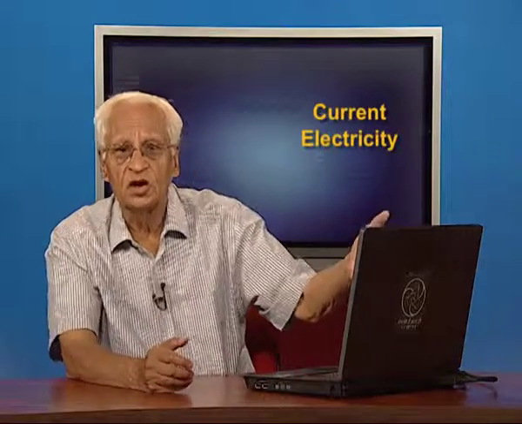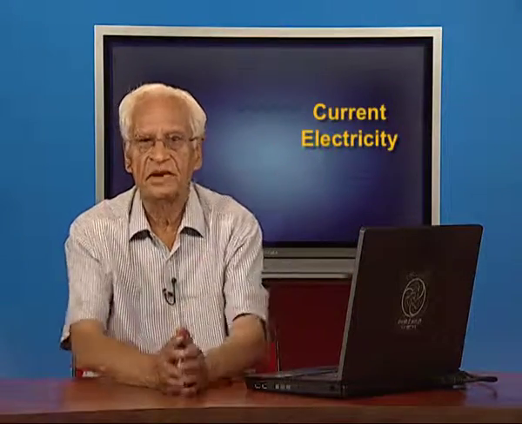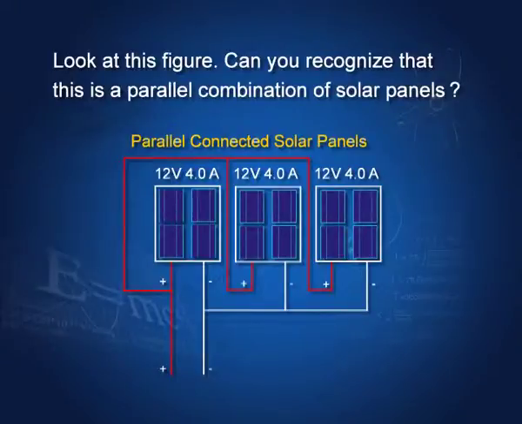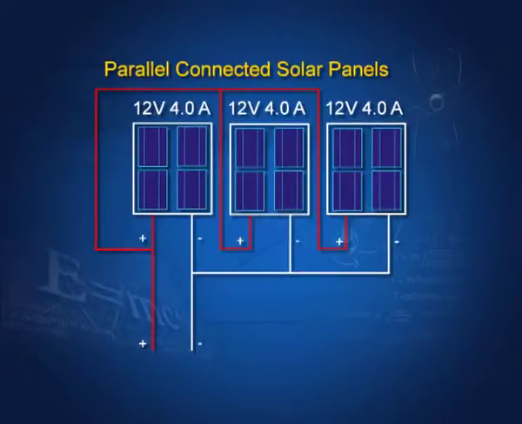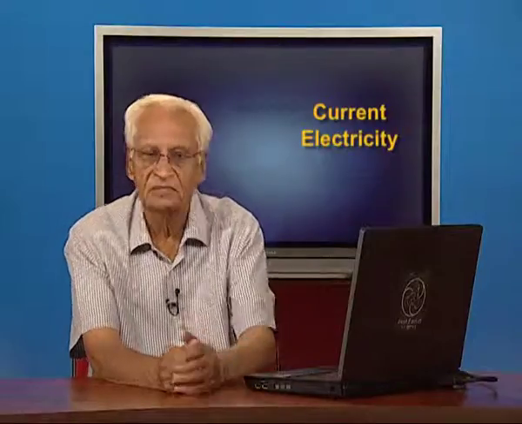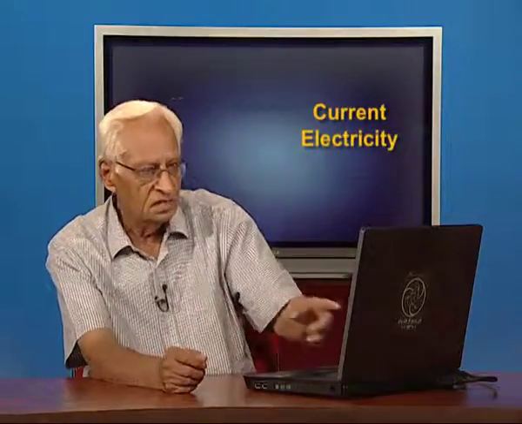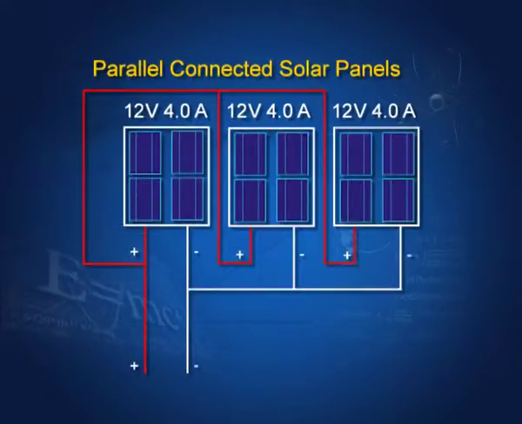You must have seen solar panels at various places. Here I have chosen 3 solar panels and they are connected in a certain manner. I want you to recognize the way in which they are connected. Can you recognize that they are connected in parallel? If not, then notice this: plus of this panel goes to the plus of this panel, also goes to the plus of this.